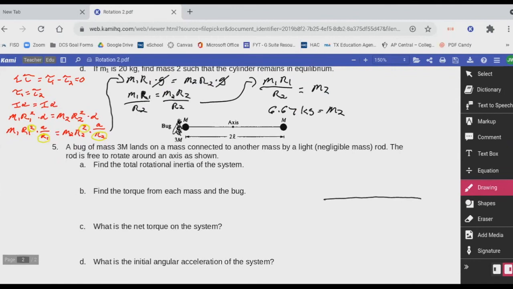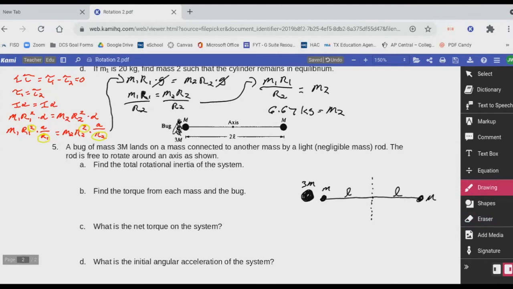So here's my rod, and I've got a mass right here. That's a mass of M. This is a mass of M. And then there's a rotation axis right here in the middle. Then a bug of mass 3M comes flying up, and it's going to land on the left side of the rod. They told us the whole rod is 2L, so this side is L and this side is L.